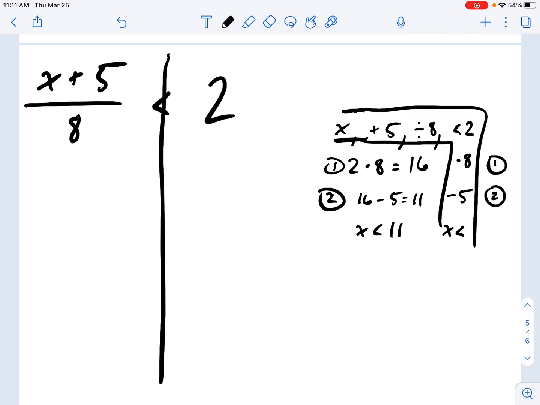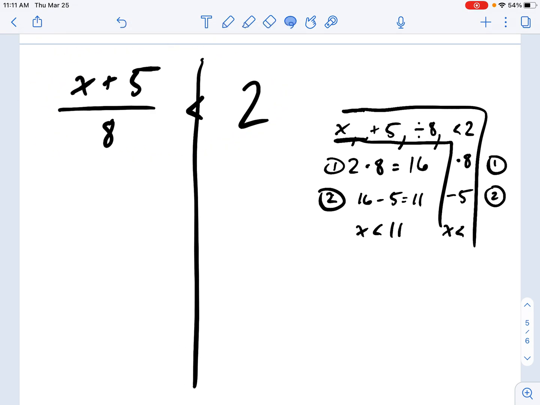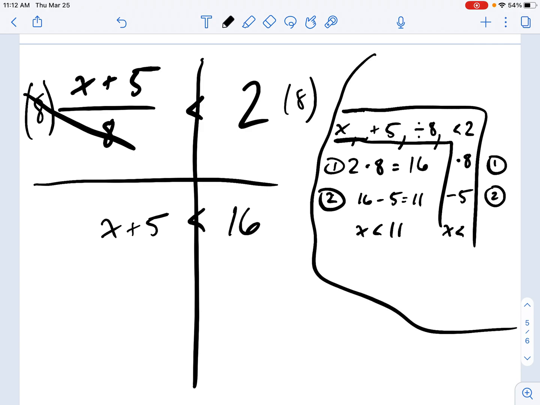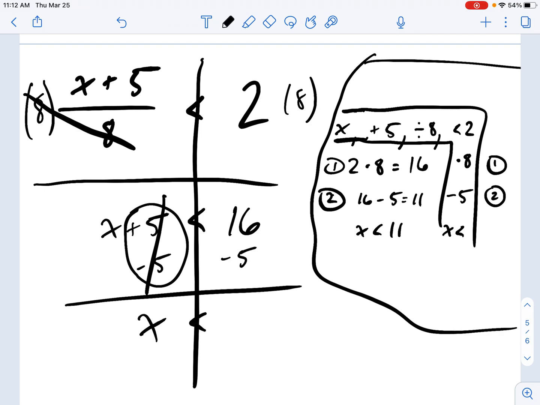If you want to write this in algebra, remember our first step, we need to get rid of that divide by 8, so we can multiply by 8 on both sides. The 8's cancel out. You're left with x plus 5 is less than 16. Okay. Then our second step is going to be to subtract 5 on both sides. The 5's cancel out. You're left with x is less than 11.